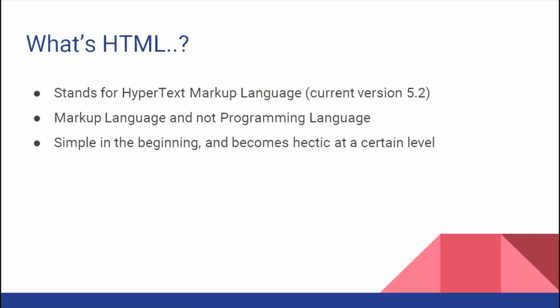So, the first question that arises in our mind is, what is HTML? Well, it stands for Hypertext Markup Language and its current version is 5.2 as per W3C, that is, World Wide Web Consortium. An important note, it is a markup language as its name suggests. Please do not misunderstand it as a programming language. By markup language, we mean converting the text or the information in browser-readable form at the server side, which in turn is converted back into human-readable form by the browser at the client side.